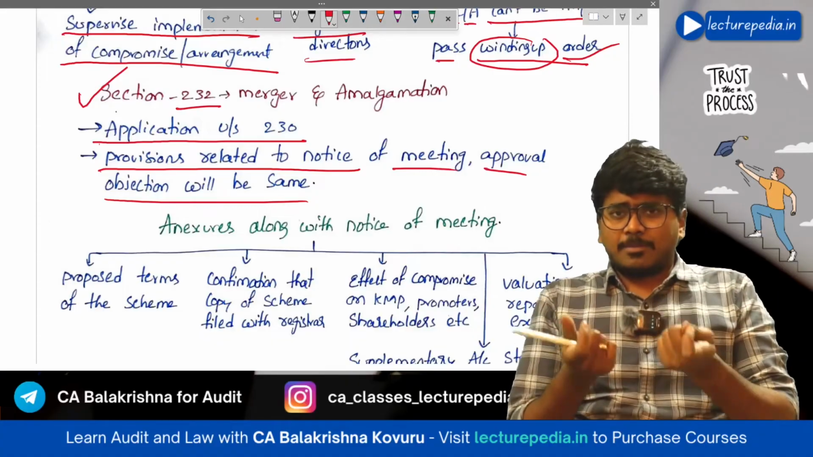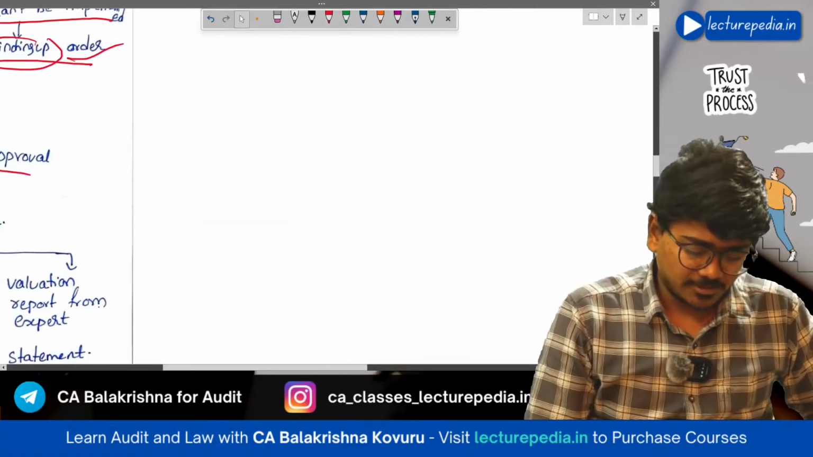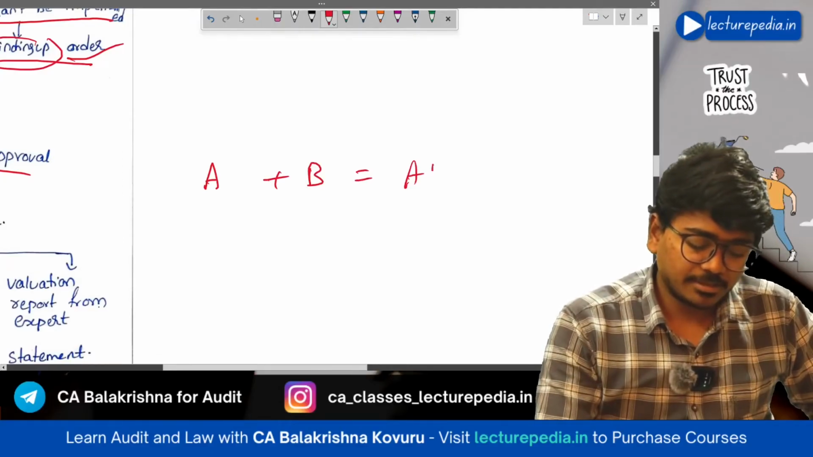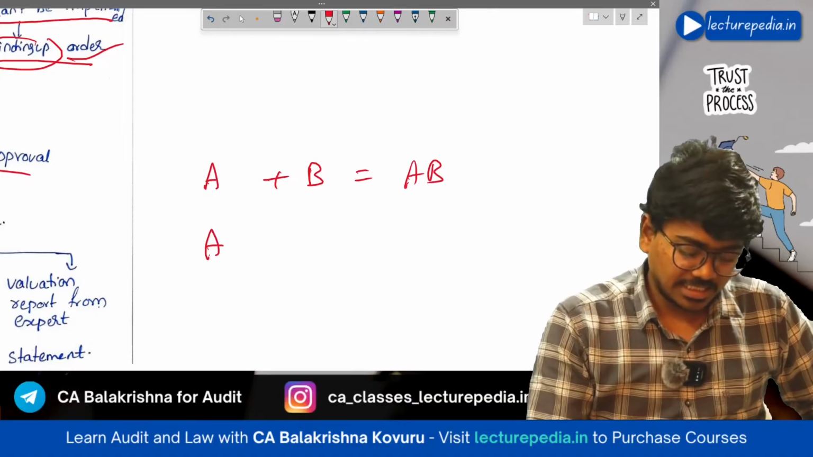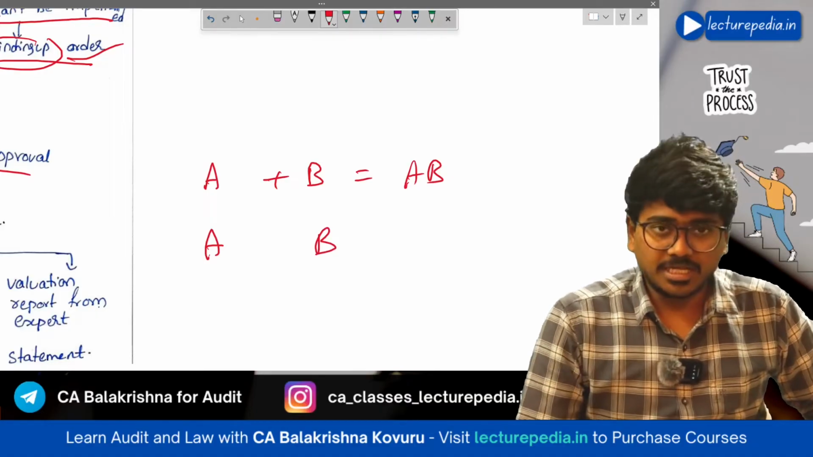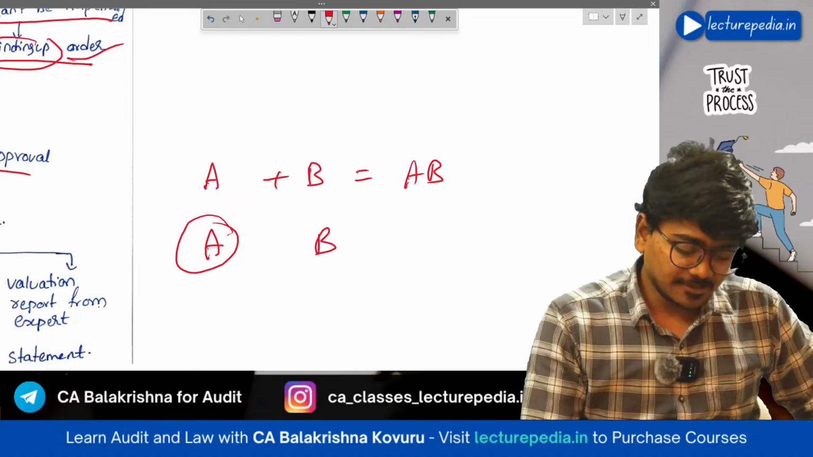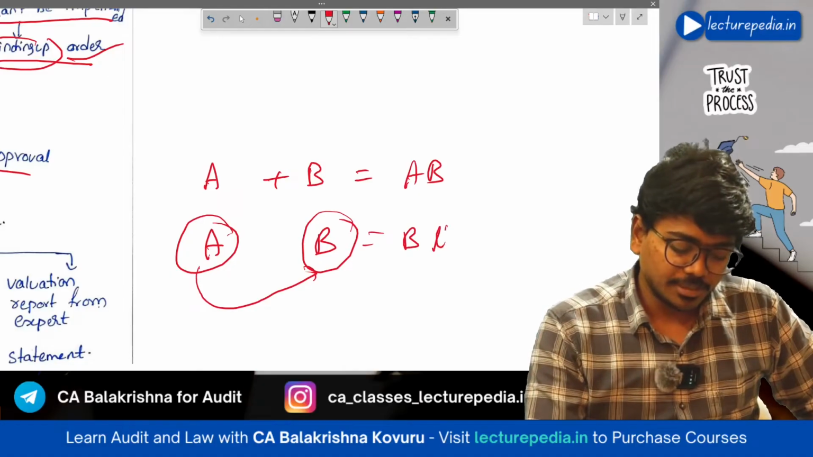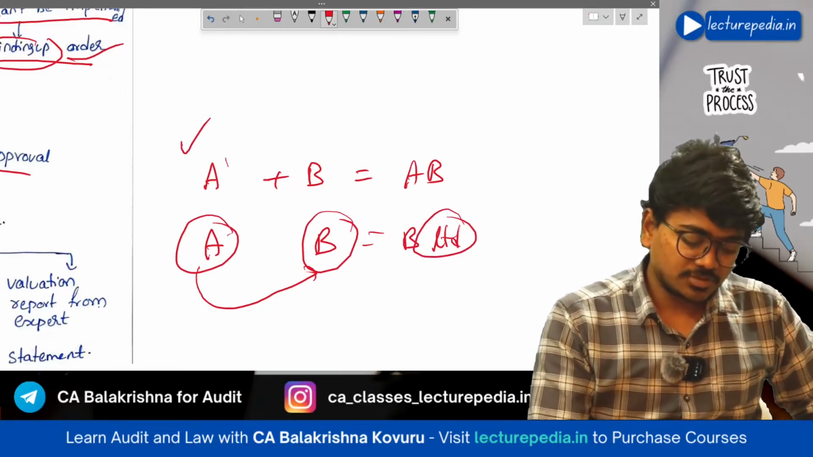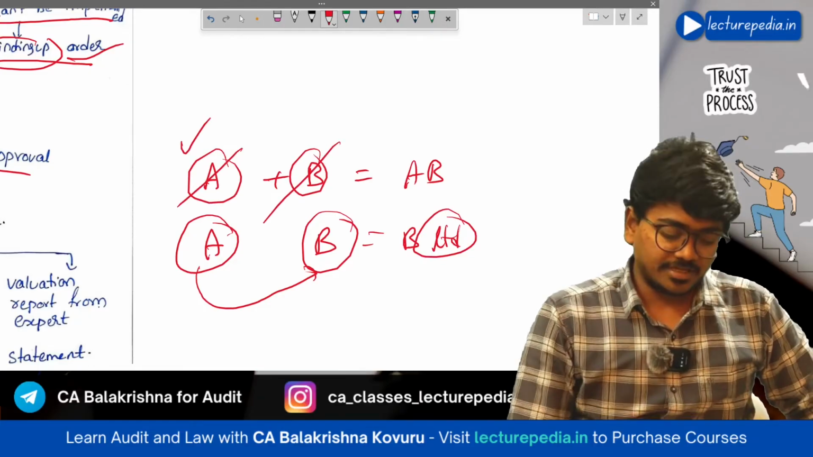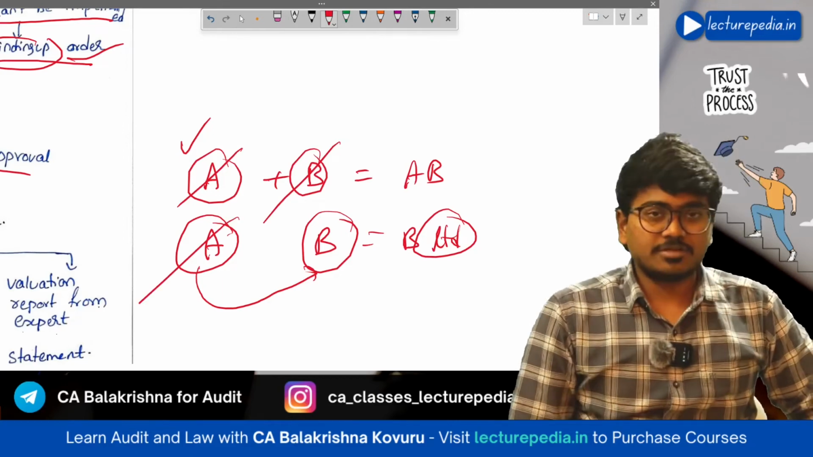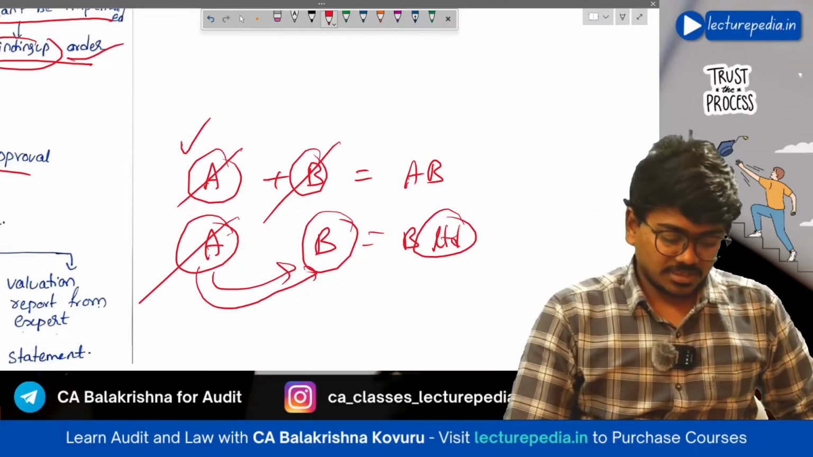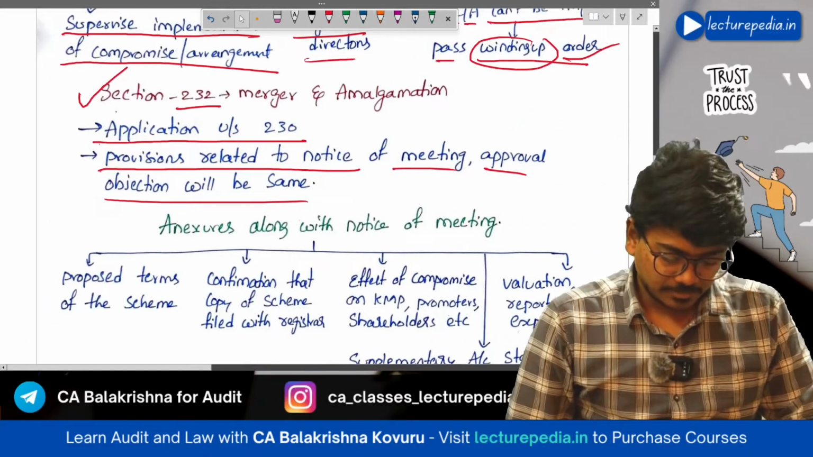Now, this amalgamation or merger can happen in two ways. Let's say A Limited plus B Limited can become AB Limited. Or there is A Limited and there is B Limited, and A Limited can merge with B Limited, resulting only in B Limited. In the first situation, both A Limited and B Limited will be liquidated. In the second situation, A Limited will be liquidated and will merge into B Limited. This way the amalgamation or merger can happen.